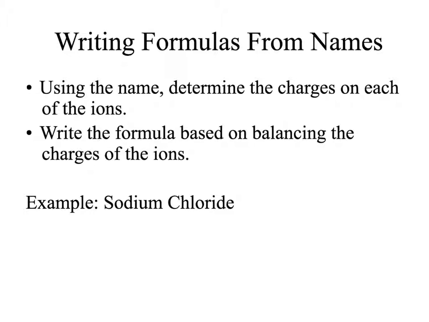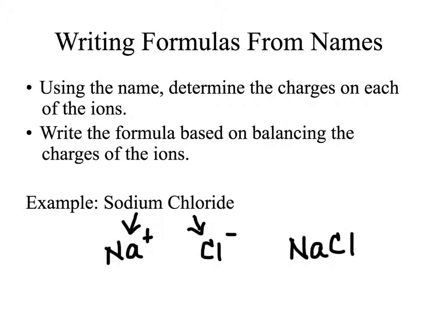So the first thing we're going to start with is writing formulas from names. So using the name, determine the charges on each of the ions and write the formula based on balancing the charges of the ions. So we're going to start with a really easy example. The first one is sodium chloride. Sodium is Na coming from group 1 with a charge of +1. Chloride is Cl coming from group 7 with a charge of -1. Since there's a +1 and a -1, the charges cancel, and we end up with NaCl, which we all pretty much commonly know as salt.